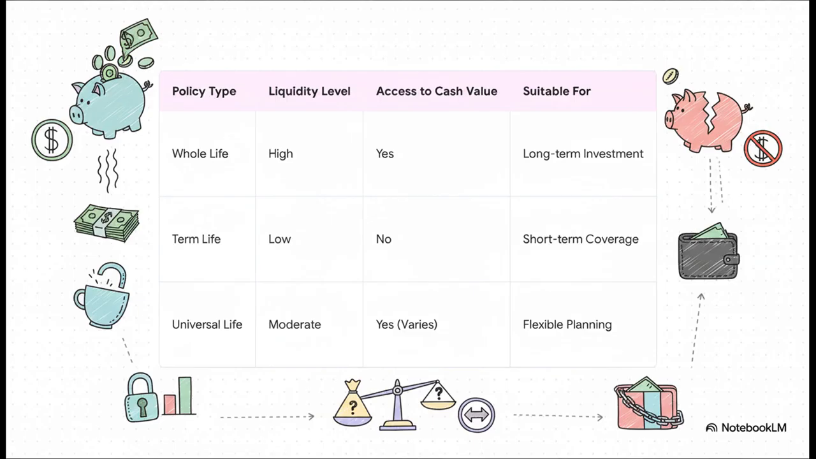On one end of the spectrum, you have whole life insurance. It generally has high liquidity because it's specifically designed to build up a cash value that you can borrow against. Then, way over on the other end, you've got term life, which has zero liquidity. It's just pure insurance, no cash value component at all. Universal life? That usually lands somewhere in the middle, offering a bit more flexibility than term.